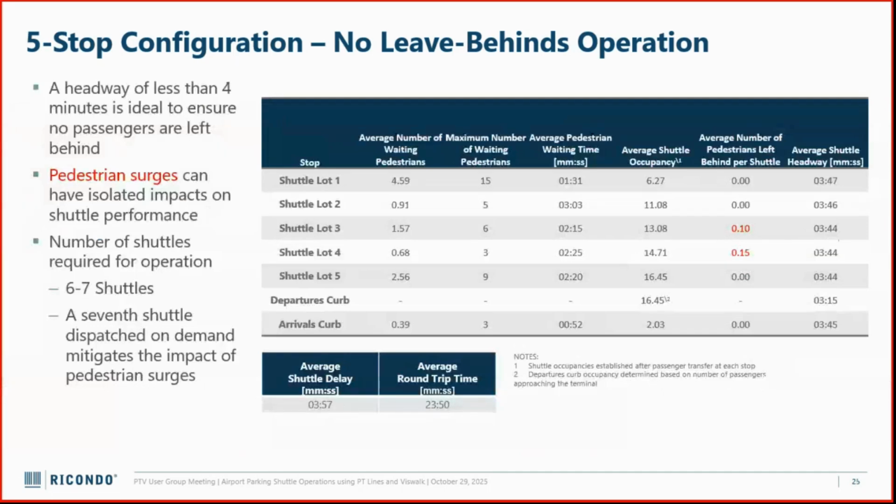We found that a headway of less than 4 minutes is ideal to ensure that the passengers are all picked up. However, we did find that there were a couple instances, I believe it was 2 throughout the entire peak hour, in which one pedestrian was left behind by a shuttle. These were primarily due to pedestrian surges, as well as pedestrians not getting off the shuttle to make room. However, this is using an effective capacity of 25 pedestrians, so it's more than likely that these pedestrians would be able to get on the shuttle, especially considering that the average shuttle occupancy approaching the terminal was only 17 passengers.